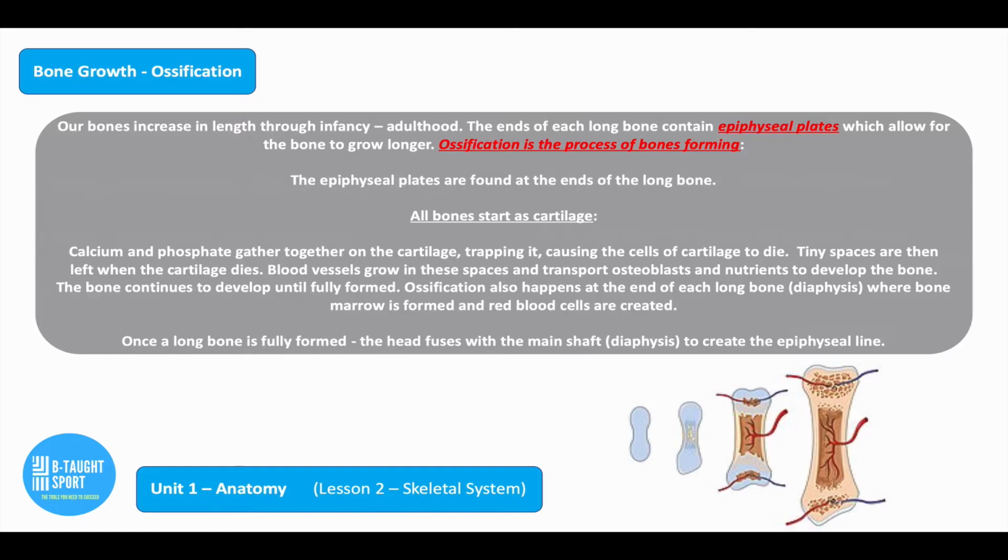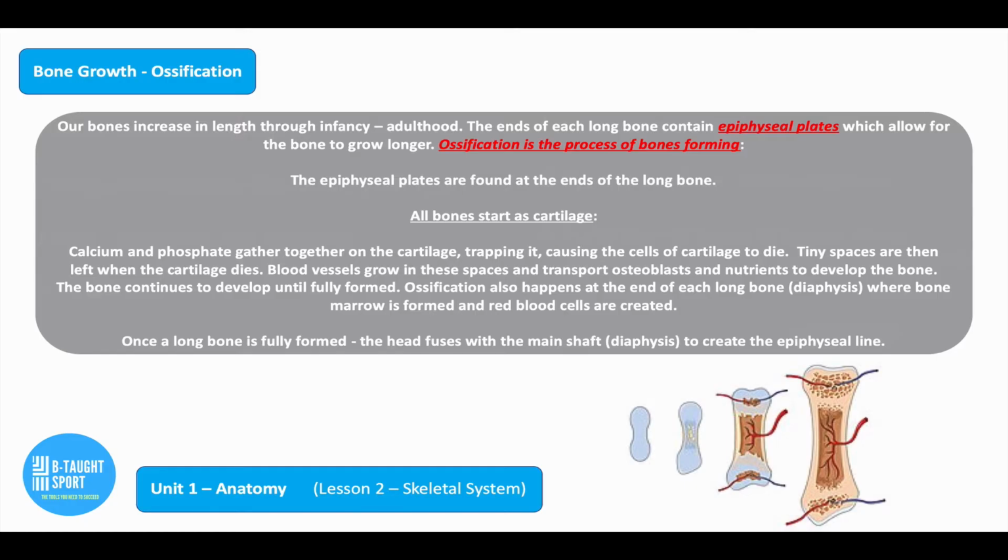As you can see in the third picture there, the top part, which is the epiphyses, still needs to be grown before it then turns into a fully grown bone, and we'll go through that in a bit more detail. But the key thing you need to remember is the process is called ossification. The first part of the bone always starts as cartilage. What then happens is basically calcium and phosphate act together, trapping the cartilage and making the cartilage cells die.